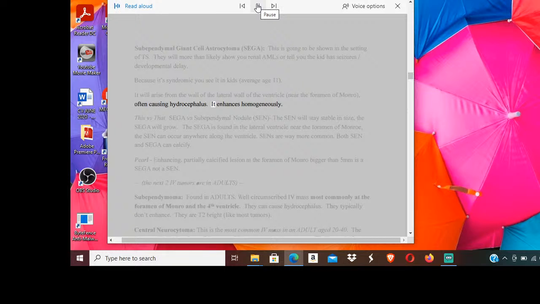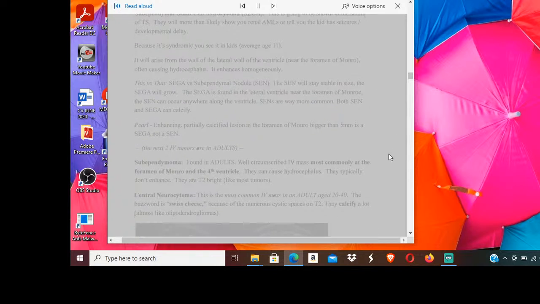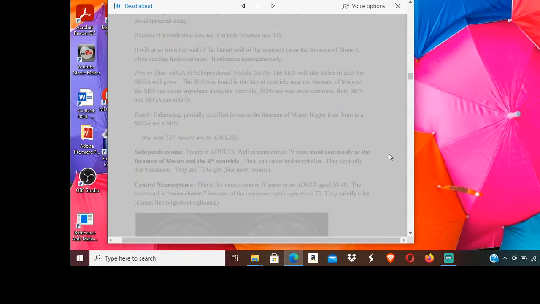hydrocephalus. It enhances homogeneously. This versus that: SEGA versus subependymal nodule, SEN. The SEN will stay stable in size, the SEGA will grow. The SEGA is found in the lateral ventricle near the foramen of Monro. The SEN can occur anywhere along the ventricle. SENs are way more common. Both SEN and SEGA can calcify. Pearl: an enhancing, partially calcified lesion at the foramen of Monro bigger than 5 mm is a SEGA, not a SEN.